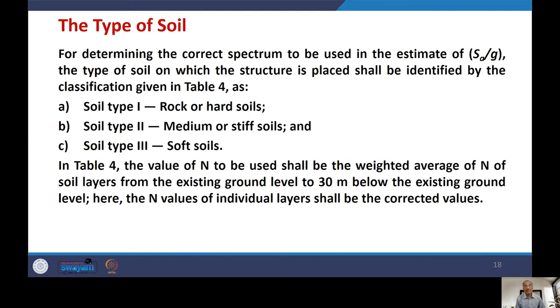And in Table 4, the value of N to be used shall be the weighted average of N over soil layers from the existing ground level to 30 meters below the existing ground. The values of N shall be the corrected values. So first of all, you will be using corrected values of N here. Let's discuss first for soil type, first for hard soil.